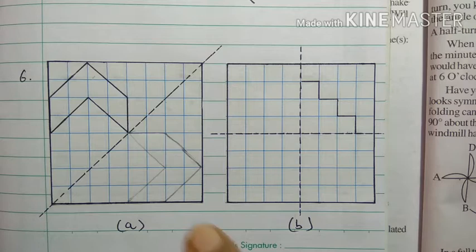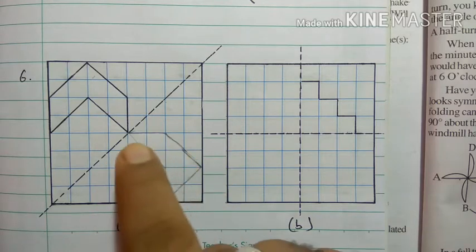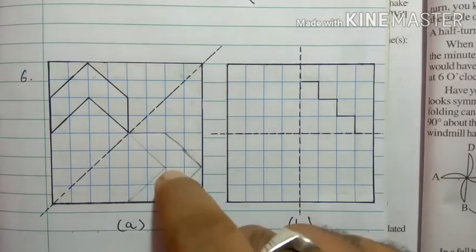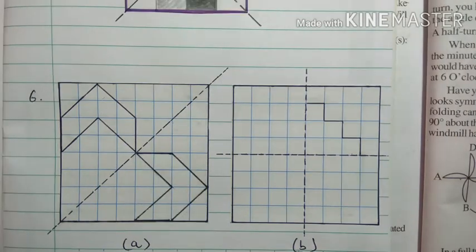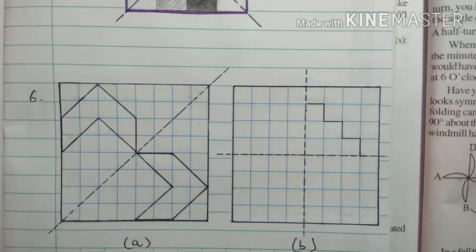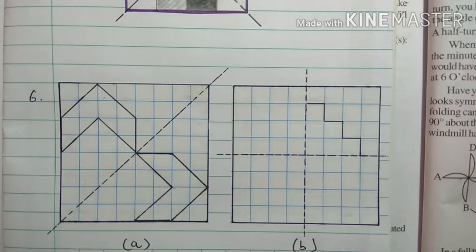I'm going to show how the figure looks when we draw it with the help of a sketch pen or a black pen. After completing the drawing, the figure looks like this. Okay, now come to the next question, the B part.